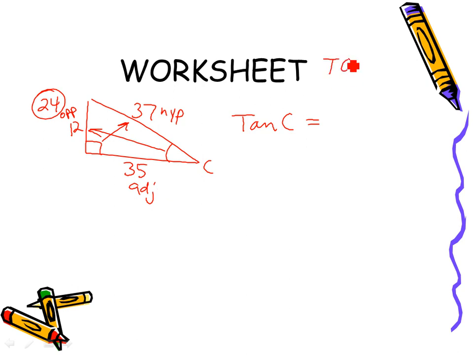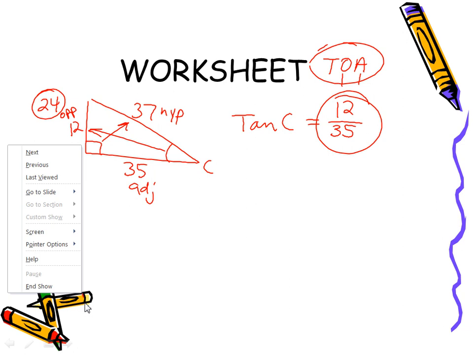Tangent, that's the TOA part of our SOHCAHTOA. So it's opposite over adjacent. Opposite this time is 12. Adjacent is 35. That could be your answer. And again, you could reduce those down, but it's sort of unnecessary, because you'd probably just be punching into a calculator anyway.